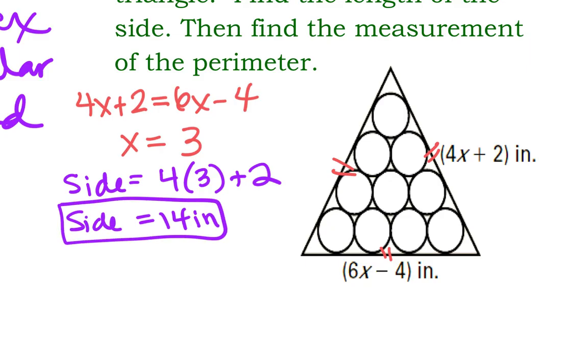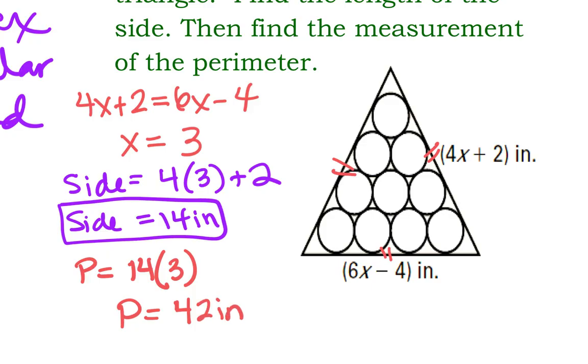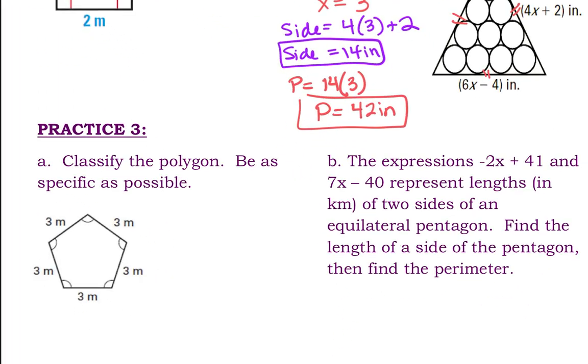And then for the perimeter, what would we do now that we know that the side lengths are all 14? How many sides do we have? 3. So we should do 14 times 3. Good. So what would our perimeter be? 42. 42 inches. All right, go ahead and try the last two. We're almost done.